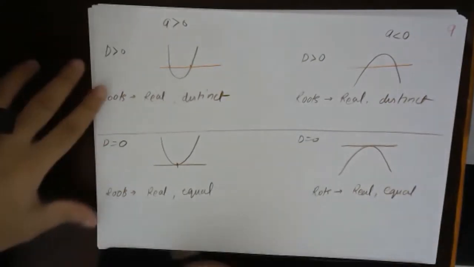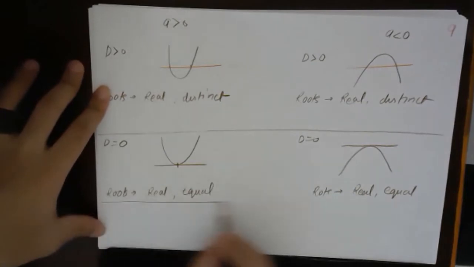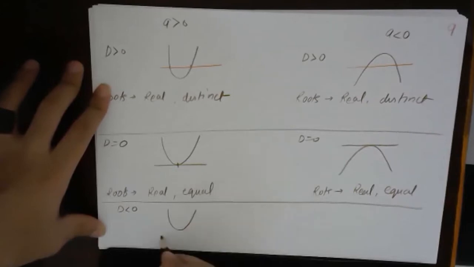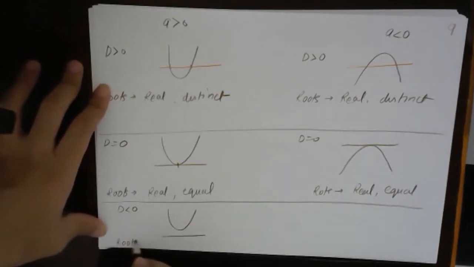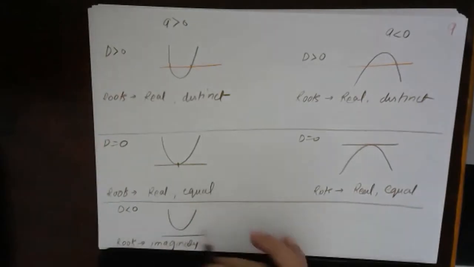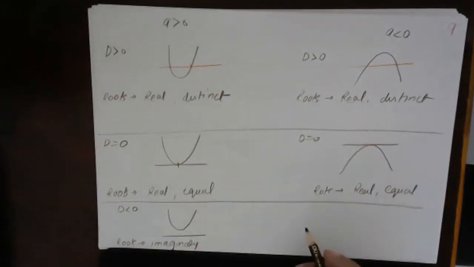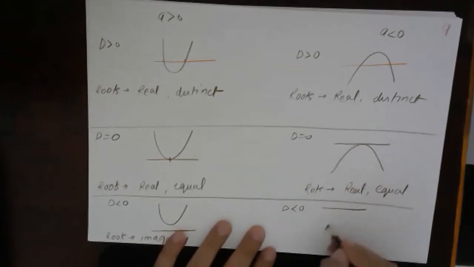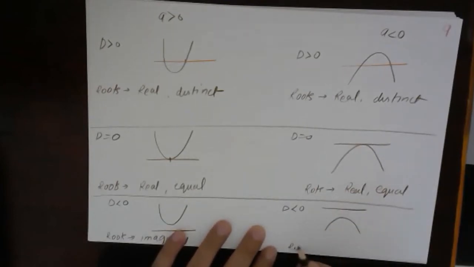Now, the third case was D less than 0. In this case, the curve will not cut the x-axis at any point. That means the roots are imaginary. Imaginary roots means that the curve is not intersecting the x-axis at all. It is not even touching. For the third case, this one also, D less than 0, this will be the case. So the roots are imaginary.